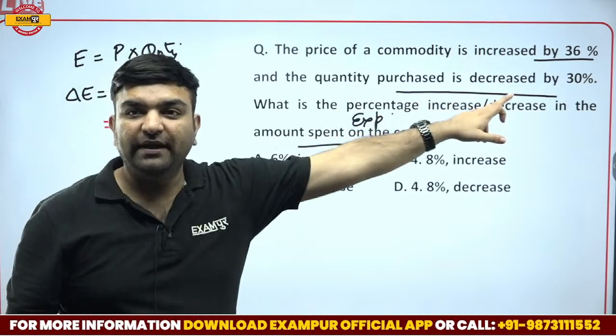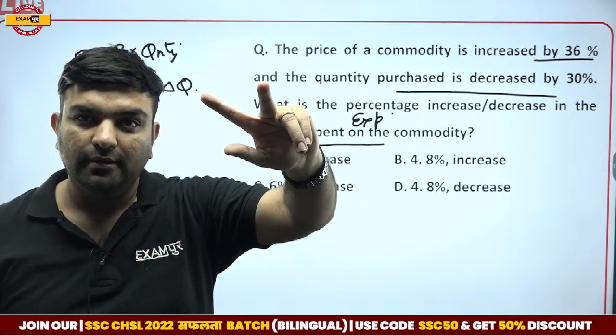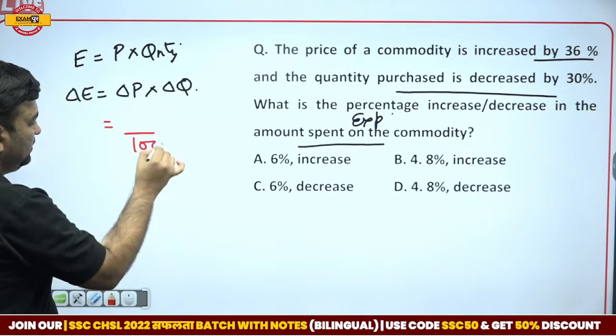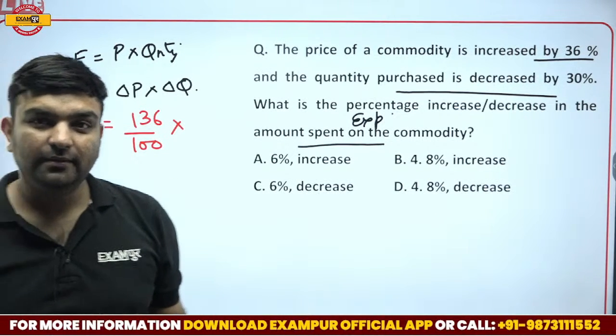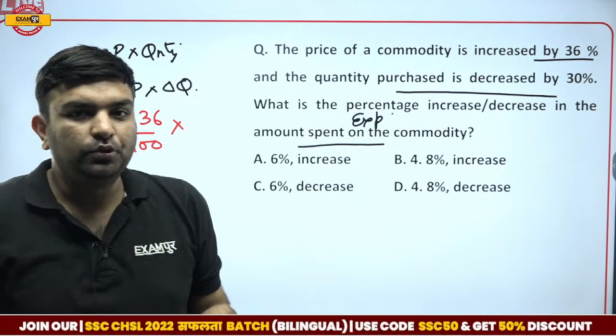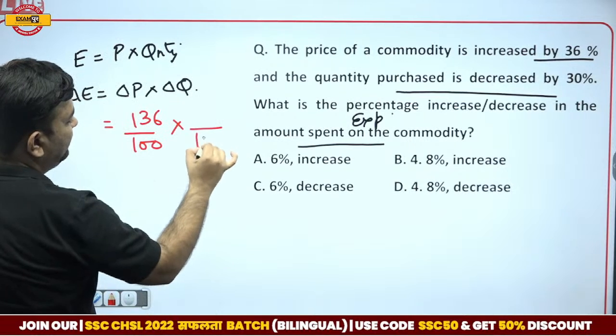So I can say the change in expenditure is change in price into change in quantity. Price increasing by 36%. Can I say 100 to 136? Obviously. Quantity decreasing by 30%, 100 to 70.